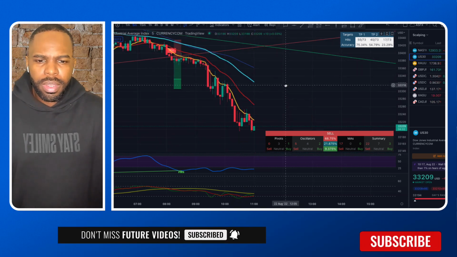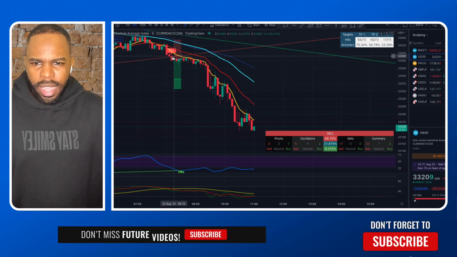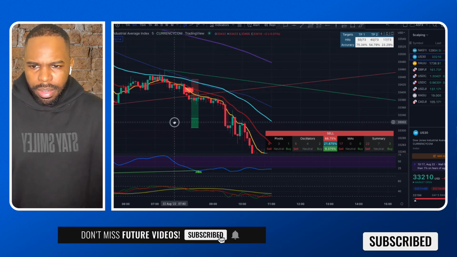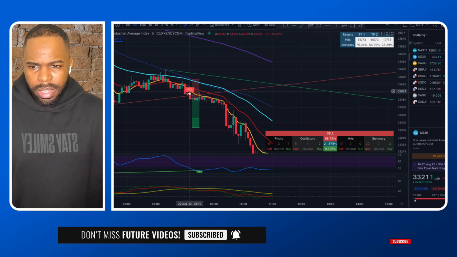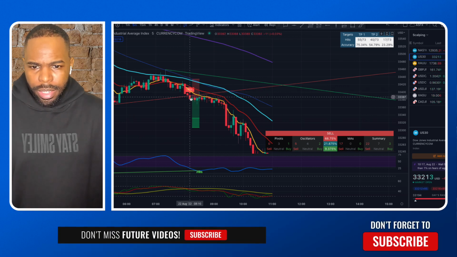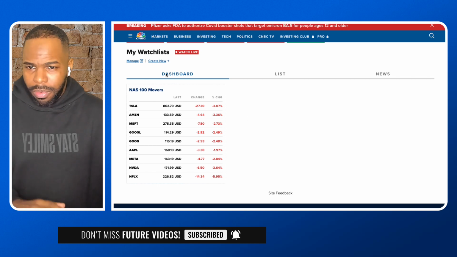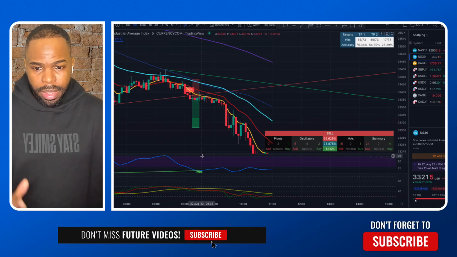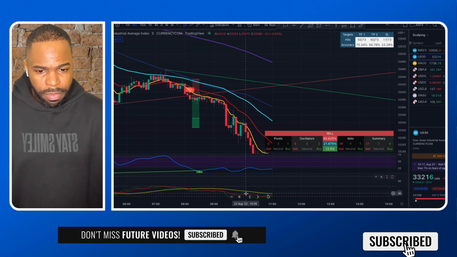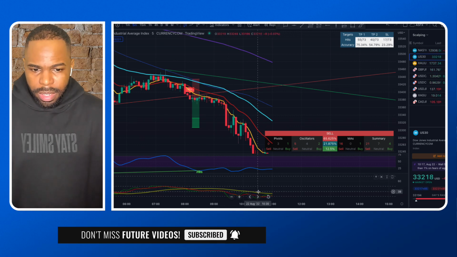Okay, so as you can see, once I got the sale right here, this is US 30 by the way. All right, got a sale right here. It broke my trend line. I looked at some of these stocks right here, all of them in red. That's another confirmation right there. And then also I'm looking at my TDIs below the 50. That's another confirmation right there.